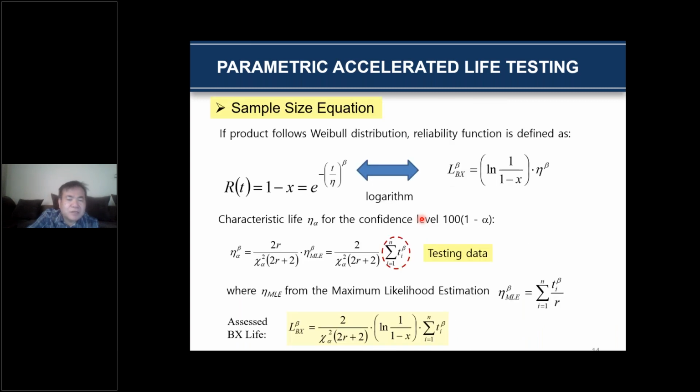I will explain how to derive the sample size equation. If a product follows the Weibull distribution, the life function is defined as a function of the shape parameter and the characteristic life. If I take the logarithm, we can find the BX life. The issue is how to simplify the characteristic life, which comes from the testing data. Finally, we can express the BX life as a function of the chi-square, the logarithm function, and the testing data.